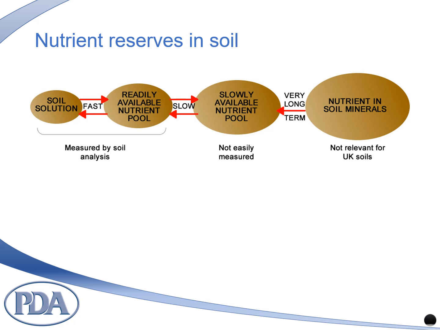To its right is the readily available nutrient pool. The transfer between these two pools is both directions and is fast. The readily available nutrient pool is slightly larger, and the two of these, including the soil solution, is what is measured by soil analysis. Beyond that is then the slowly available nutrient pool, which is not easily measured. The transfer from here again is in both directions and can be quite slow. Beyond this is the very long-term nutrient and soil minerals, which is not relevant for UK soils.